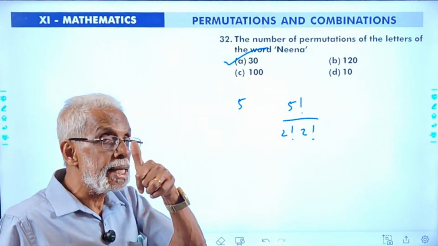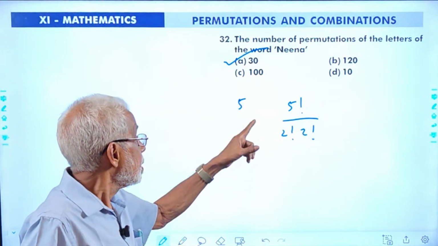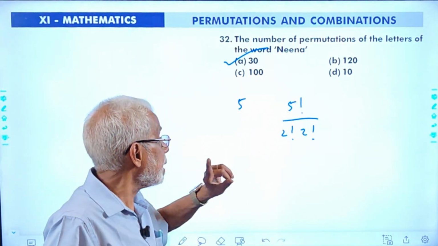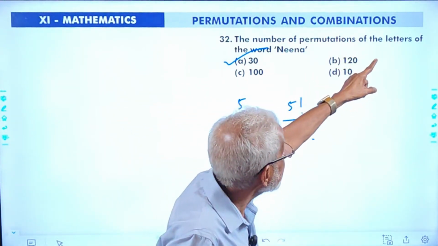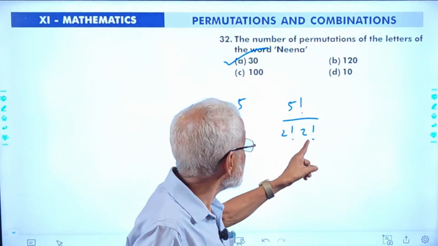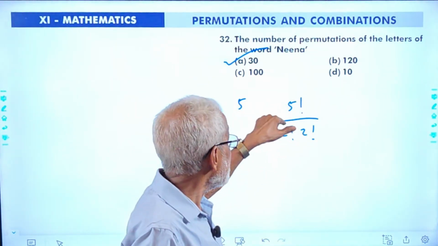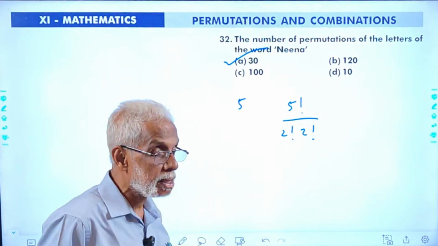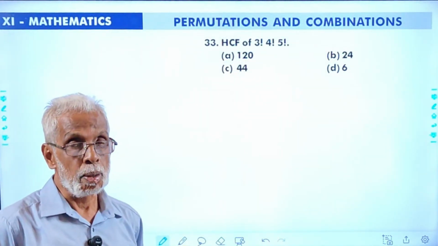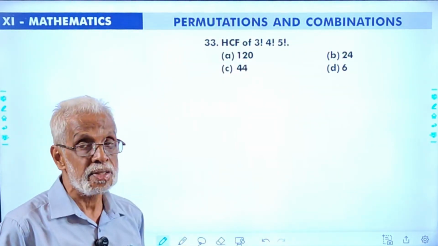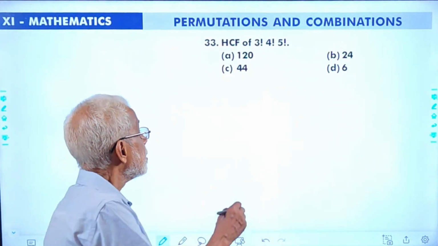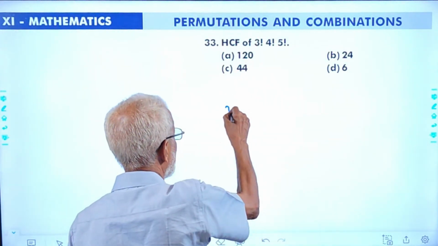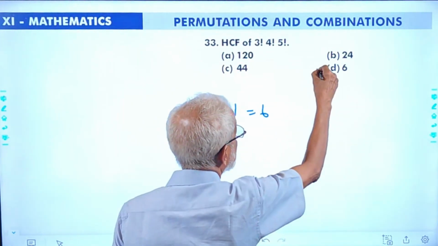The word contains 5 letters. 5 letters can be arranged in 5 factorial ways. Since N repeats 2 times and E repeats 2 times, the number of permutations is 5 factorial by 2 factorial into 2 factorial, which gives 30. The highest common factor of 3 factorial, 4 factorial and 5 factorial: we know HCF is 3 factorial, which is equal to 6.